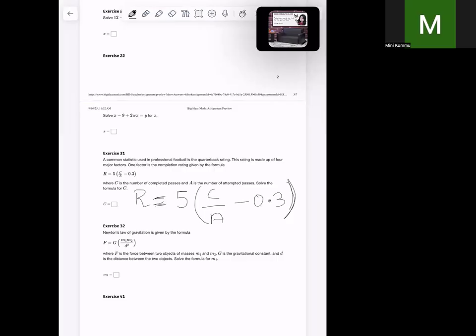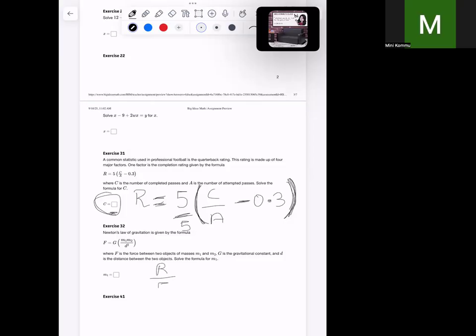Okay. So this is the formula that they use to calculate the completion rating. Got it? What are they asking you to do? They're asking you to solve for C. That means, like they mentioned over here, they want C on one side of the equation and everything else on the other side. All right. Now carefully observe this. On the right side, you have C over A minus 0.3 in parentheses and 5 outside the parentheses, which means the operation between 5 and everything else inside the parentheses is multiplication. So my first logical step would be to get rid of 5. How do I do that? Divide the right side by 5. Whatever you do on the right side, do it on the left side.